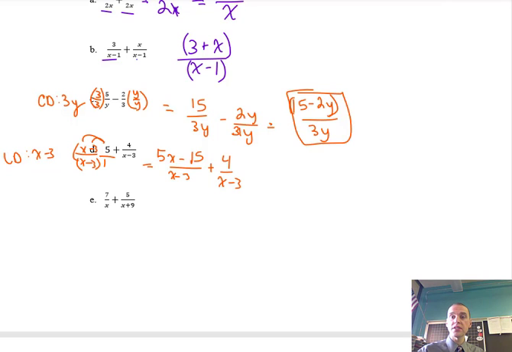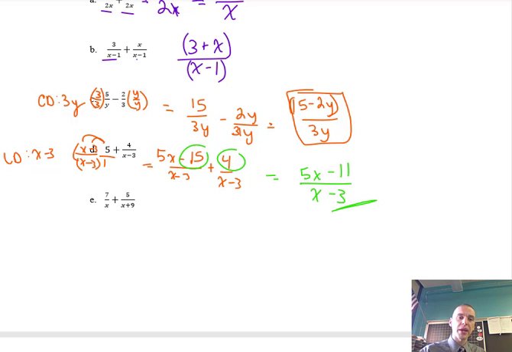Now if you notice, I do have a number and a number, so I can add those together. And I will have 5x, a minus 15 and a plus 4 gives us minus 11, all divided by x minus 3. And I leave it just as that. The x's are not able to be canceled.